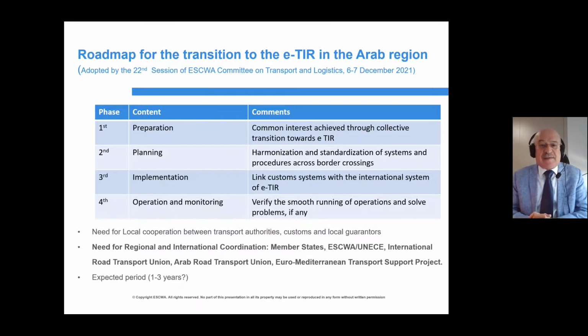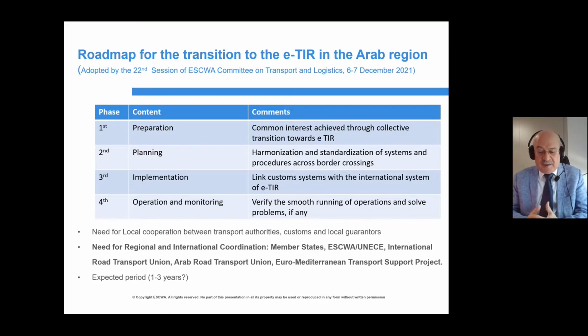At the same time that we agreed on this roadmap, we all agreed that the implementation of the e-TIR needs local cooperation between transport authorities, customs authorities, and the local guarantor. Without the synergy between these 3 stakeholders, there will be no application of the e-TIR, not even the TIR itself. But of course, and most important, this needs a strong cooperation between the international bodies and the member states: ESCWA, UNECE, the International Road Transport Union, the Arab Road Transport Union, in addition to the Euro-Mediterranean Transport Support Project.